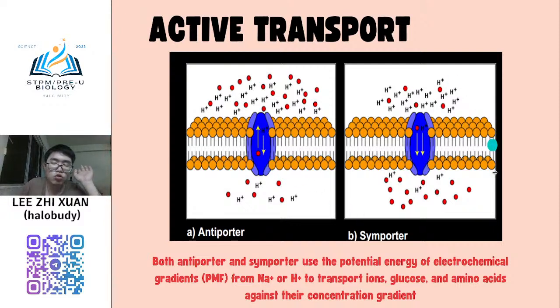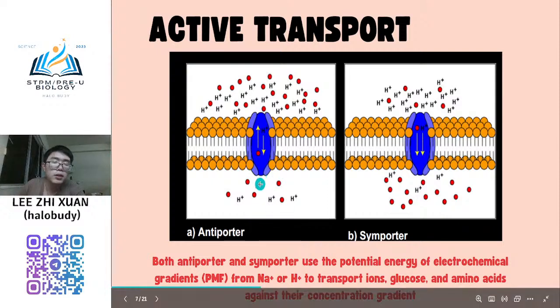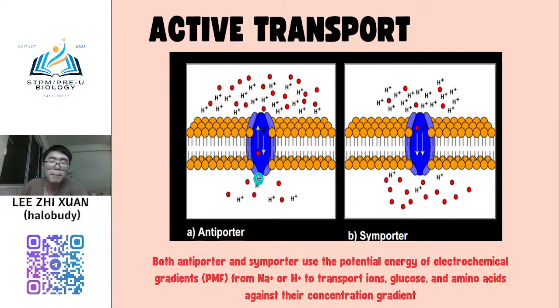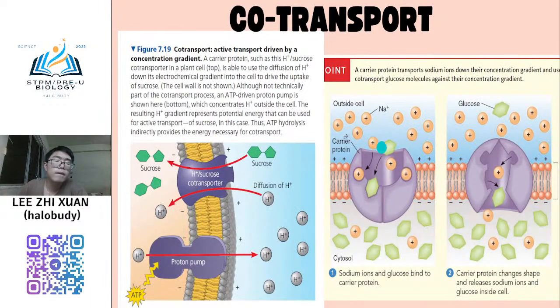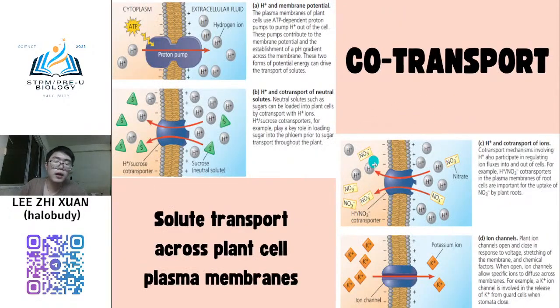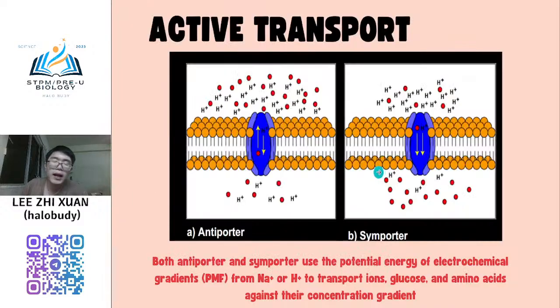And all three of them require energy because it is active transport. So these are the three. For the antiporter, the most famous example is the sodium potassium pump. For the symporter, the examples are the hydrogen ion and sucrose pump, or the sodium ion and glucose pump. I think this one is new and some of you did not focus, but you need to know what antiporter, symporter, and uniporter are.